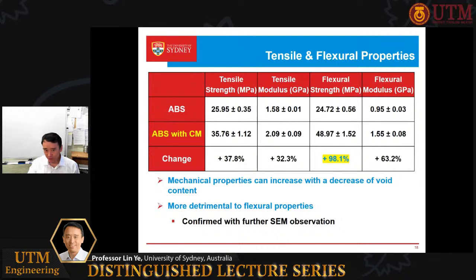Here is an idea of what it looks like. This is ABS as a directly printed component, and this is the strength. Then this is the same material 3D printed but with further compression molding. You can see a clear increase in the mechanical properties, in terms of modulus, tensile strength, flexural modulus and flexural strength. So the void plays a really big role in the material property. Now, how do we address this sort of thing?